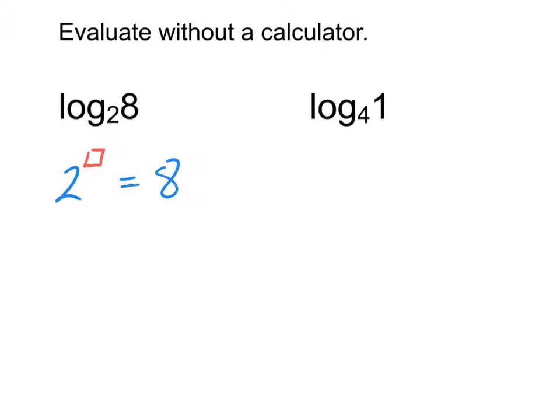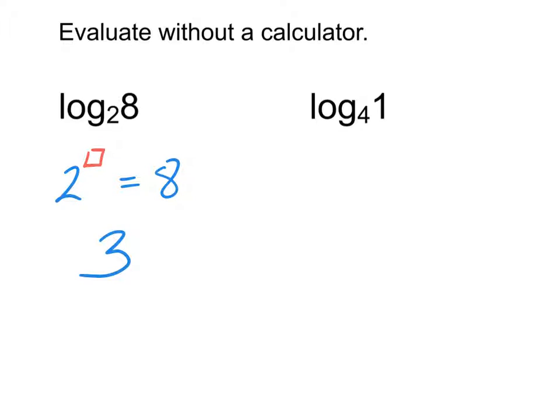All right, so for that first one, we can still look at that logarithm and read it as 2 to the power of what would equal 8, because that's really what a logarithm means. And so, even though I didn't call it x, I can still figure out what that exponent would have to be. So 2 to the power of what would equal 8? 3. And so our answer here is just 3.